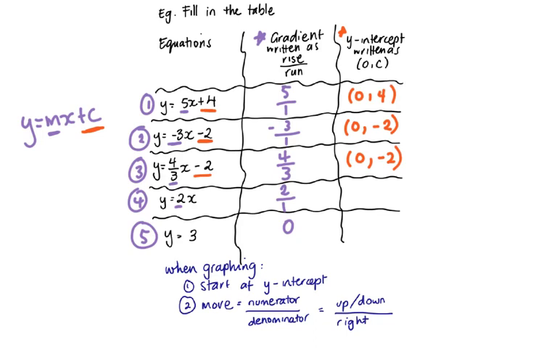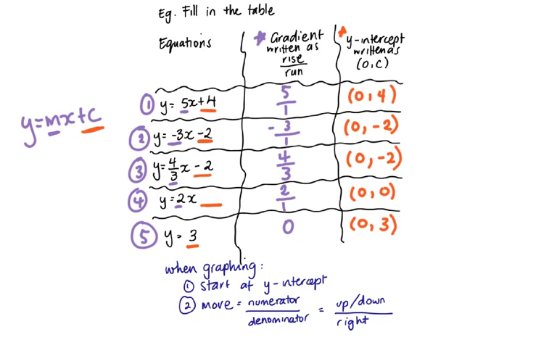Equation 4, y equals 2x. As you can see, there is no constant. So this particular y-intercept is just (0, 0). And this is the origin, or the point where the y and the x-axes meet, and it's that middle point. Lastly, equation 5, y equals 3, which is just the constant, so we write that as (0, 3).